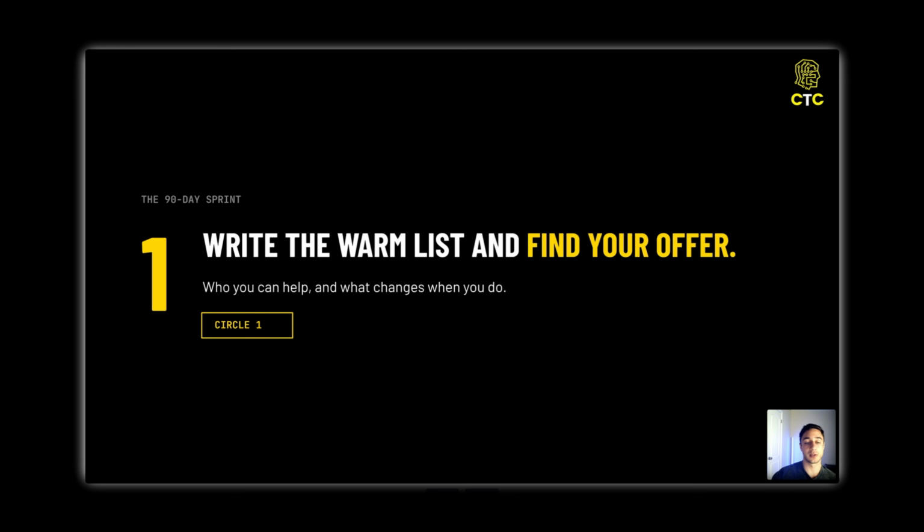So the way you start is as follows. First and foremost, you write the warm list and find your offer. Who you can help, who you know, where you live, what area you're in, and what your experiences are, right? The unique advantages that I so often talk about. This is your circle 1.